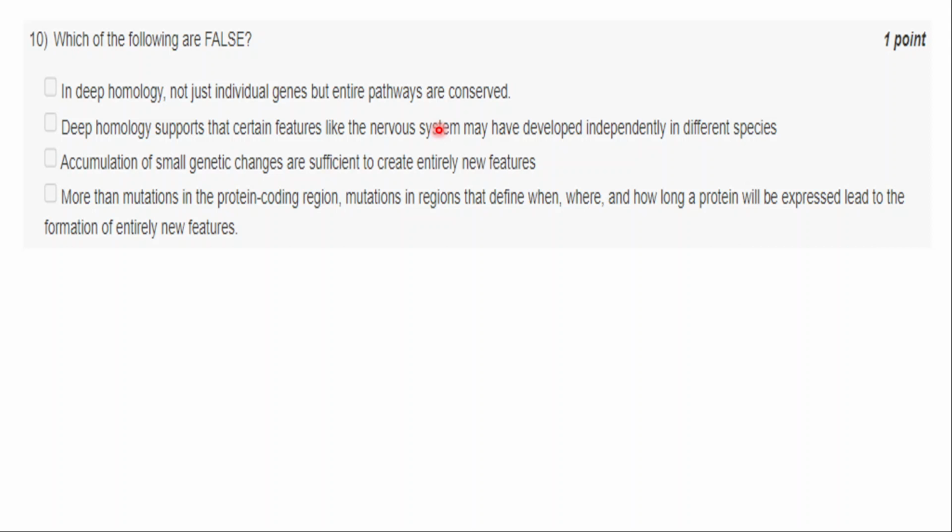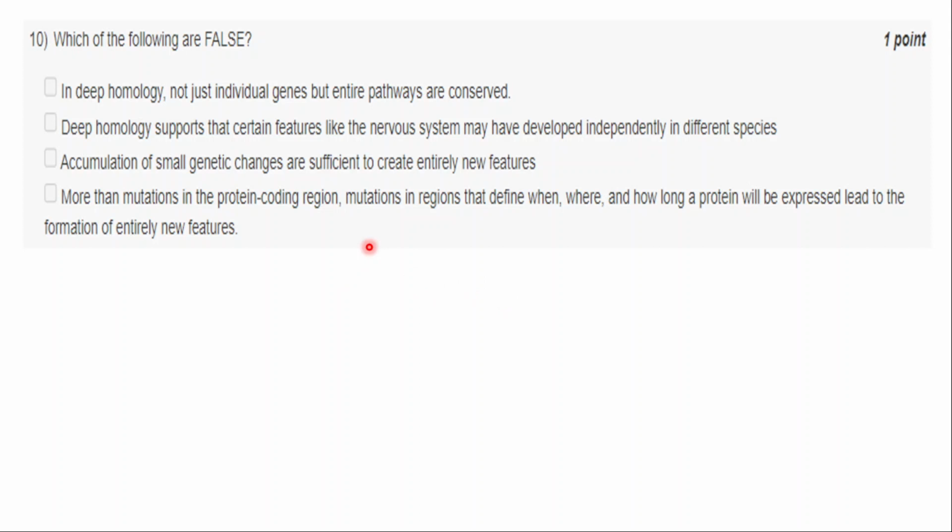Great. Okay, to answer the 10th question that Ajay has mentioned, option 1 and 4. I think you might have to reconsider your options because you should read the statements. Which of the following are false? Are you sure? In deep homologies, not just individual genes but entire pathways are conserved. And fourth option, more than mutations in protein coding region, mutations in the region that define when, where, and how long a protein will be expressed lead to formation of entirely new features.